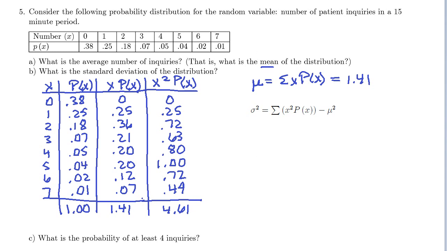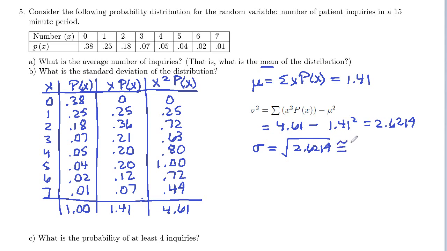And now we are ready to find our variance here. So that's the sum of the x squared p of x column. That's the 4.61. And we're subtracting our mean squared. So that's our 1.41 squared. And if we do the calculator work here, we get 2.6219 to 4 decimal places. And then our standard deviation is going to be the square root of that, 2.6219. So if we take that to a couple decimal places, we get 1.62.